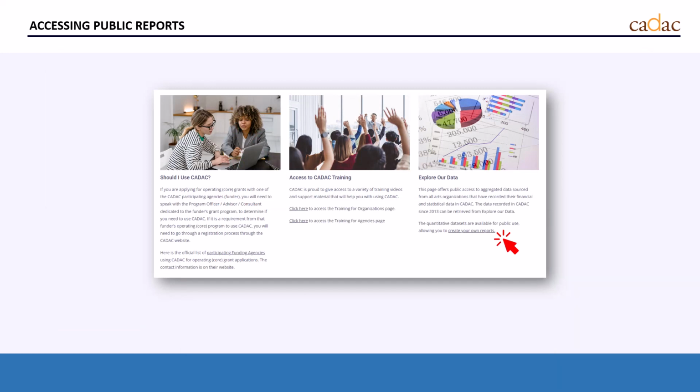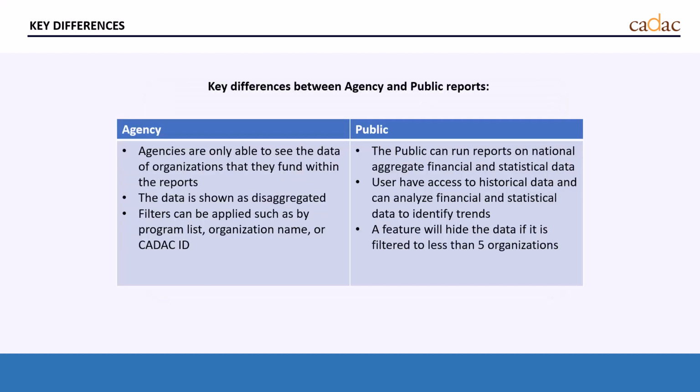Anyone can access those public reports, which only show aggregate data and no identifying information. To access those, from the main page of CADAC, simply scroll down to the Explore Our Data section and then click on Create Your Own Reports. Only certain reports are available in the public reporting section, and as I previously mentioned, those reports only have a report on aggregate data. They show no identifying information.